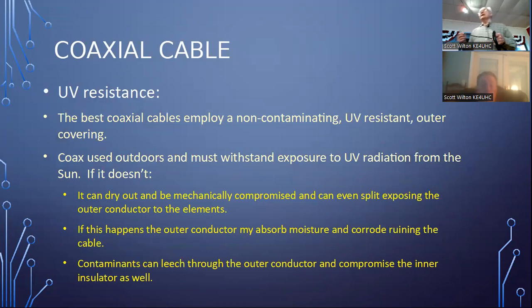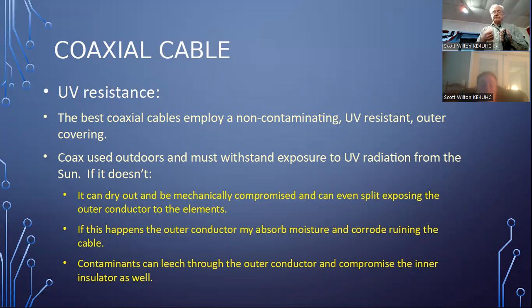You want to buy coaxial cable that has an outer jacket that withstands UV. You're going to be using it outside. If you're burying it, that's one thing. If it's going up the tower, or up to feed the center of a dipole, it's out in the sunlight and sunshine. And if it's not UV resistant, it's going to decay. I've even seen this stuff start to leach.